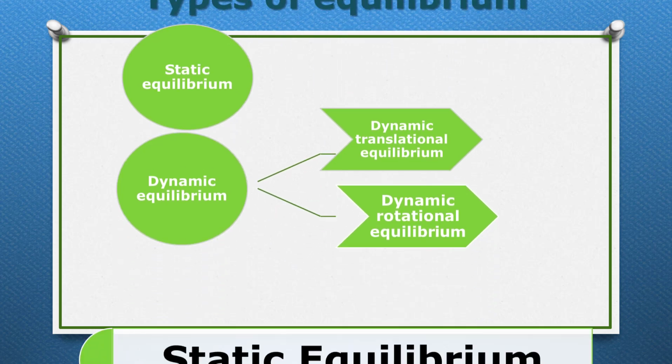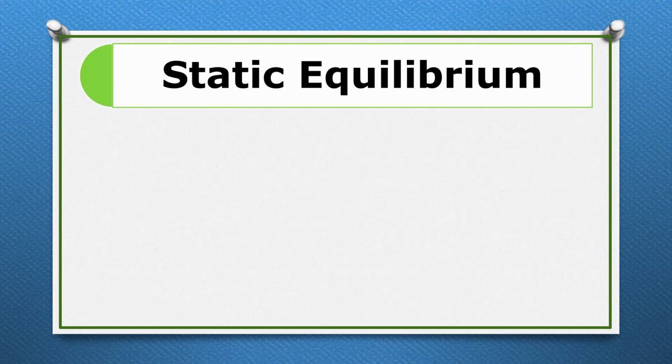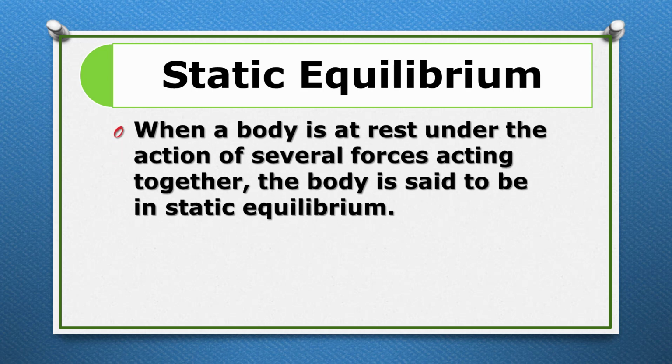So first let's discuss what is static equilibrium. When a body is at rest under the action of several forces acting together, the body is said to be in static equilibrium. Okay, if the body is not moving, even though certain forces are being applied on that body, still the body is at rest, then we will say the body is in a state of static equilibrium.